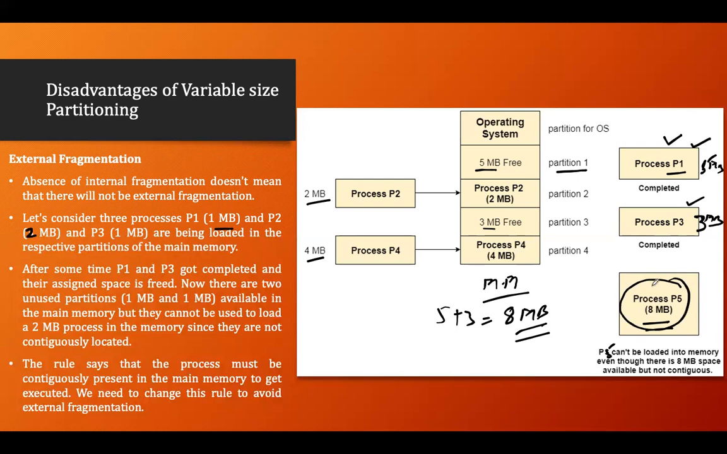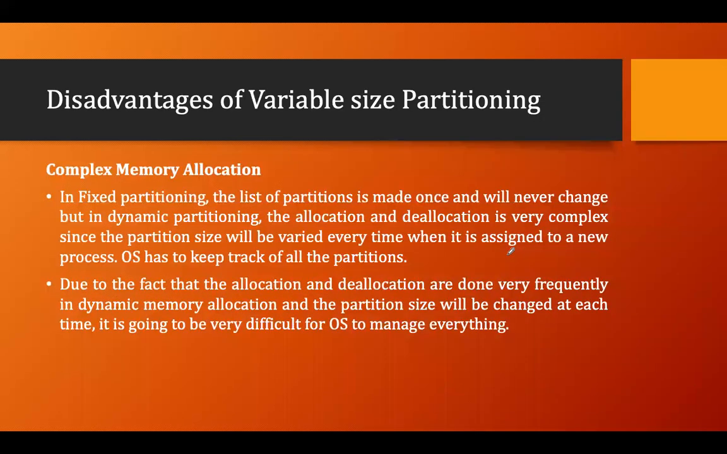Why? What is the reason? The reason is that it is not in a contiguous fashion. And in contiguous memory allocation, we have to store the process in contiguous memory in the main memory, right? So there is still a disadvantage in variable size partitioning, that is the external fragmentation. Now let's go to the next disadvantage of variable size partitioning.